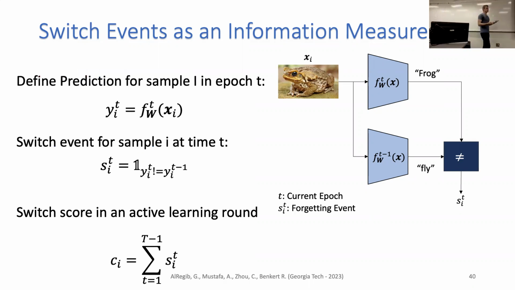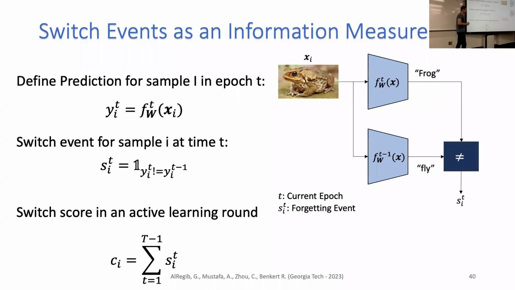If we define some kind of prediction, this is the output probability vector of your current model at some epoch t. A switch event occurs if the current prediction is not equal to the previous prediction. So if you evaluate at two separate epochs during training and the prediction switches, we simply count that as a 1, otherwise it's a 0.